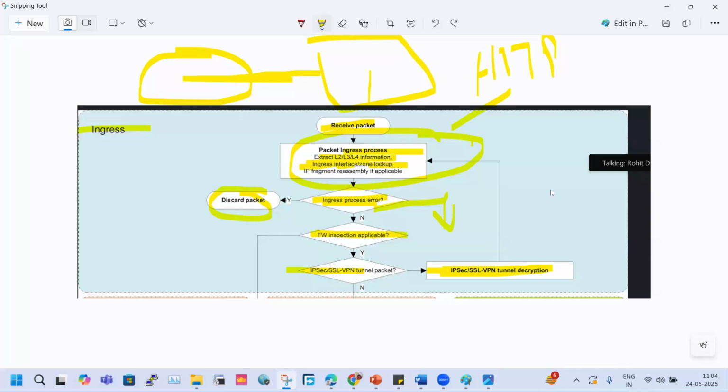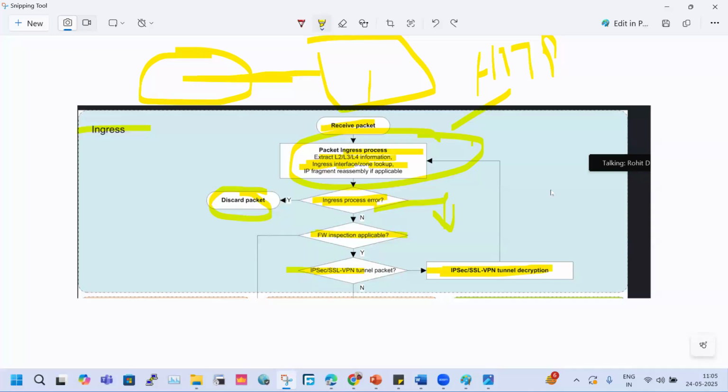Is there a different policy for each? We will have to configure a different policy for IPsec and a different policy for SSL, right? No. For decryption, you need to create the policy, which we will see in the decryption portion, right? Here we are just trying to understand the flow, how the traffic will be identified by the firewall, how it will react to the traffic, and how it will process the traffic.